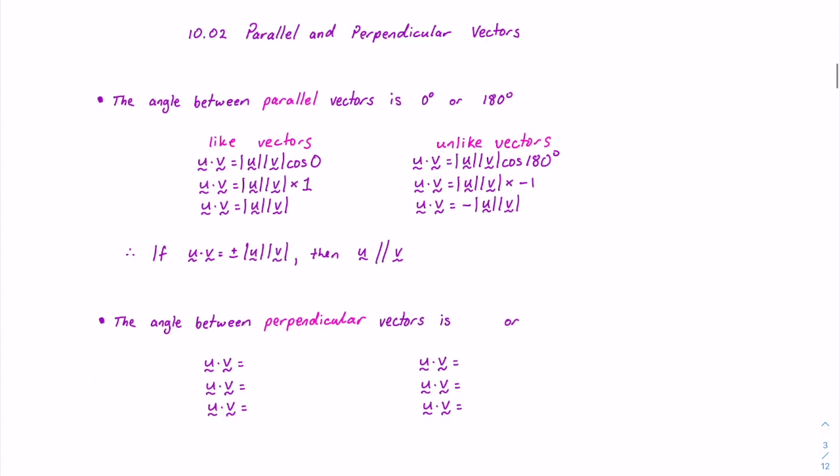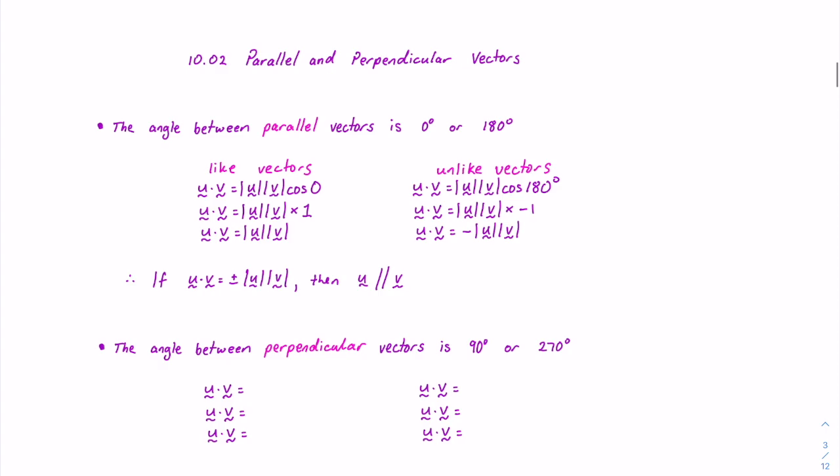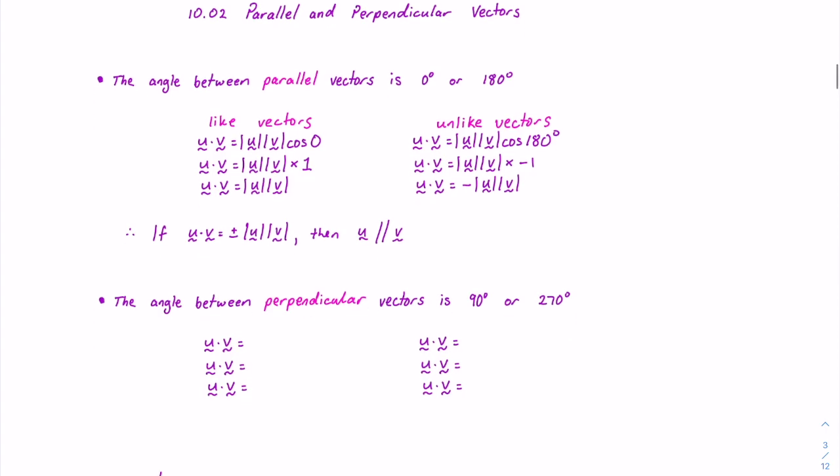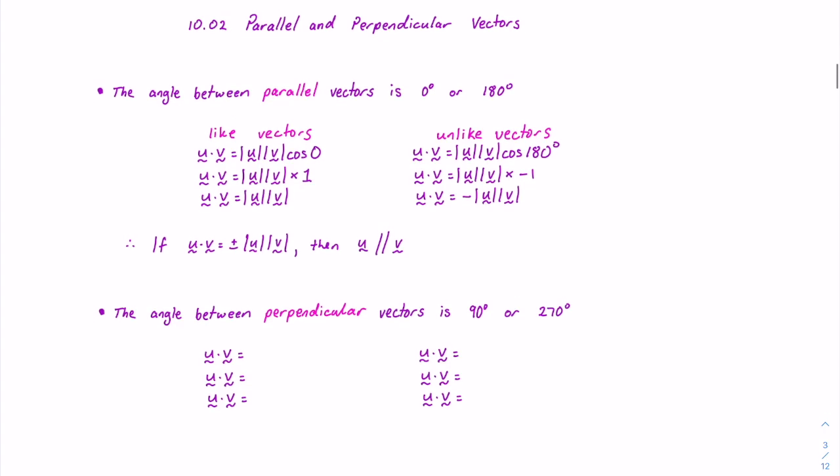vectors. Now, if they're perpendicular, of course, then the angle between them could be 90 degrees. It could also be 270 degrees. Generally speaking, that angle, we do look at the non-reflex angle. So really it's 90 degrees that we should be looking at. But let's have a look at this for 90 and 270.